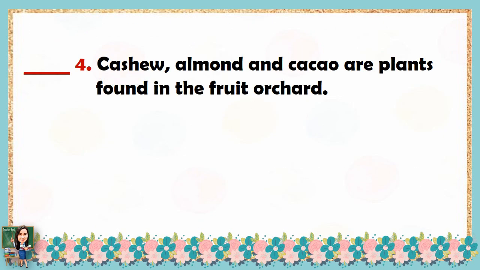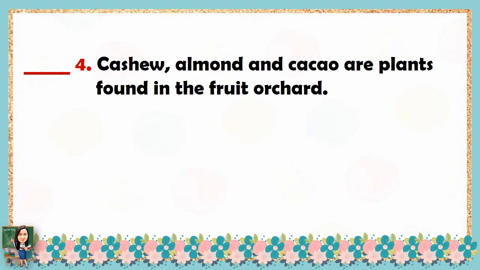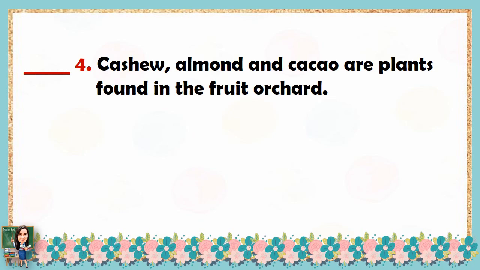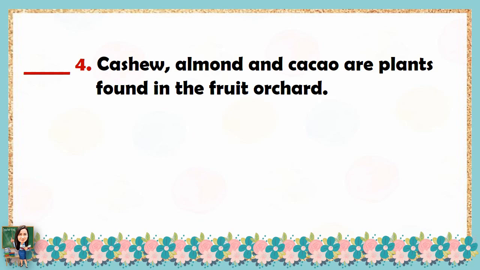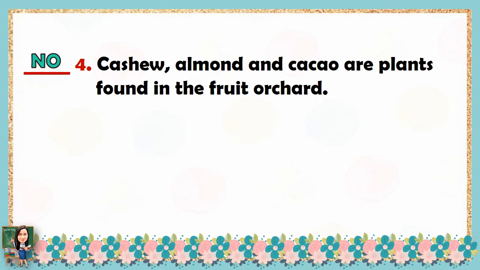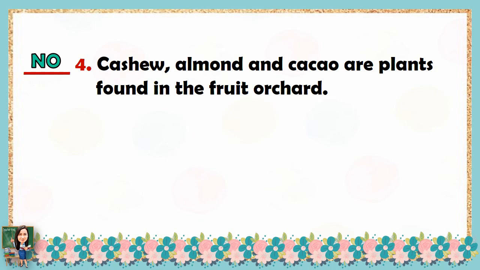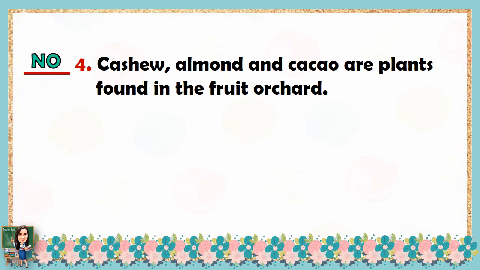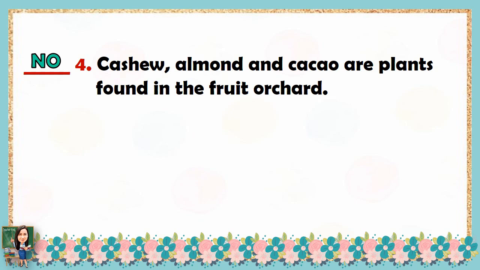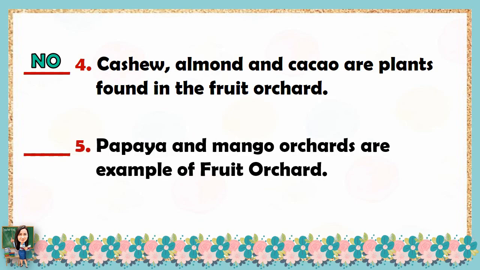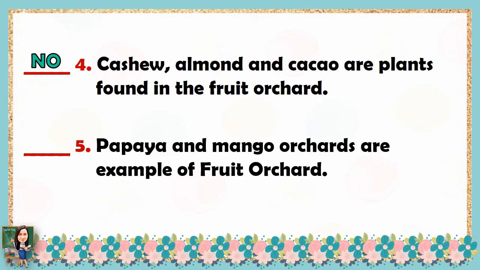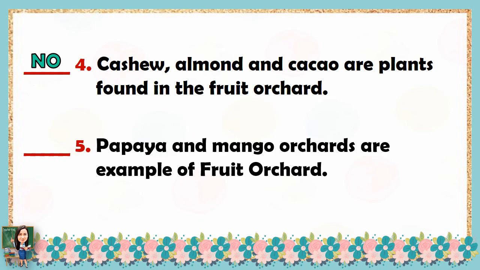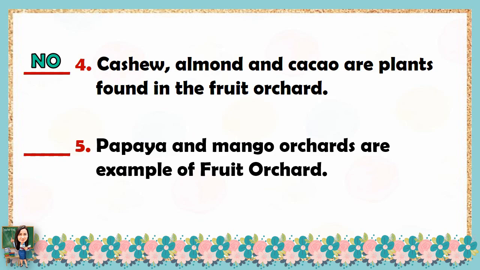Number 4. Cashew, almond, and cacao are plants found in the fruit orchard. Is it yes or no? Very good. The correct answer is no. Because cashew, almond, and cacao are plants found in the nut orchard. And number 5, papaya and mango orchards are examples of fruit orchard. Is it yes or no? Very good. The correct answer is yes.